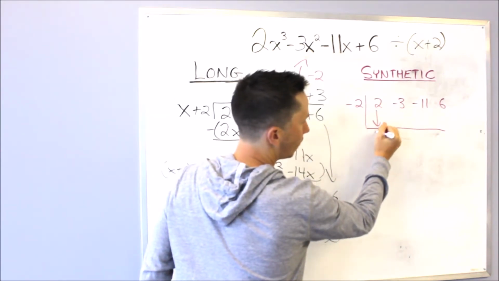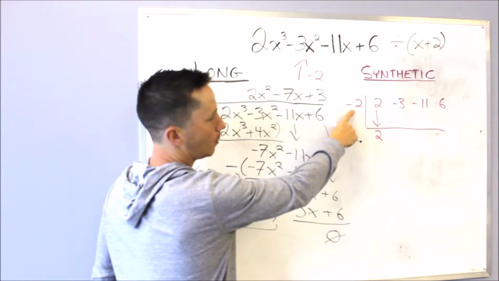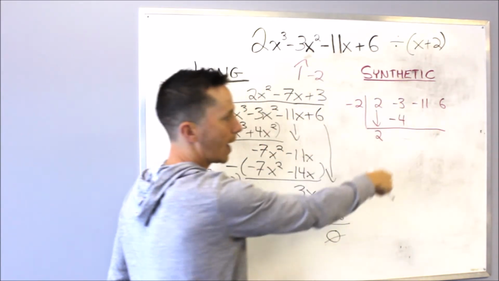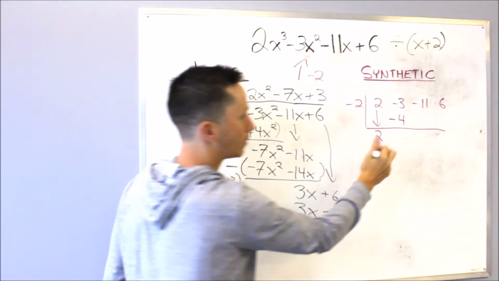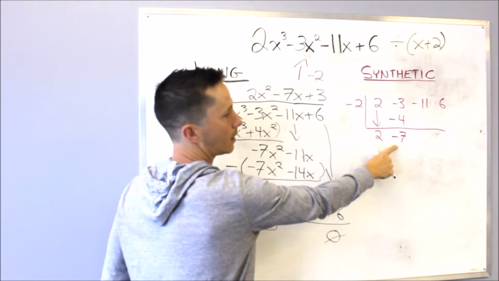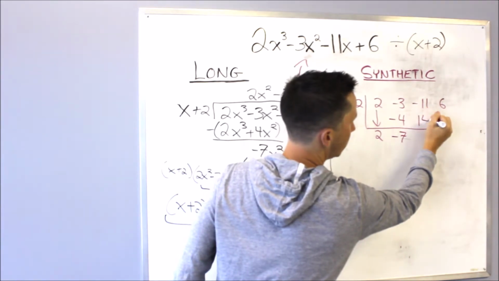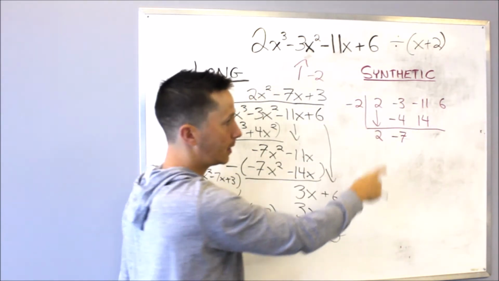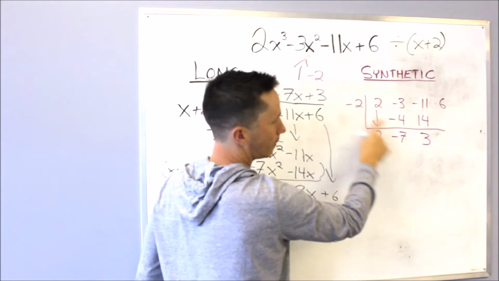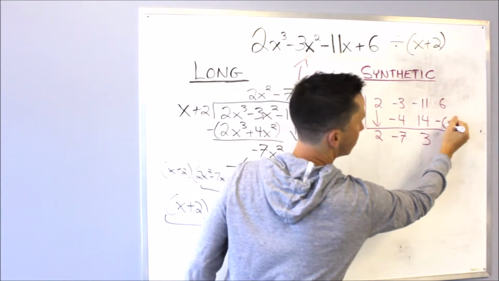We bring the 2 down first, and then we do negative 2 times 2 is negative 4, and then we add vertically. Negative 3 minus 4 is negative 7. Repeat, negative 2 times negative 7 is 14. Add vertically, negative 11 plus 14 is 3. Negative 2 times 3 is negative 6.